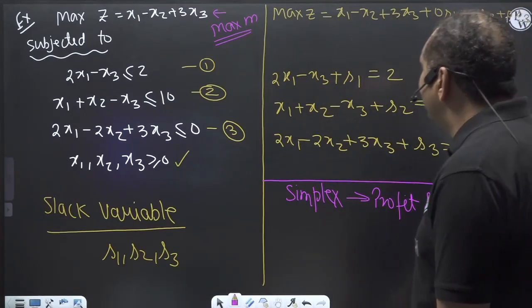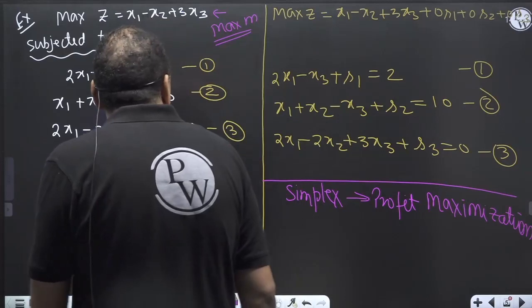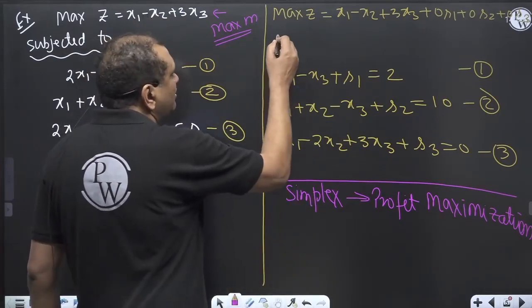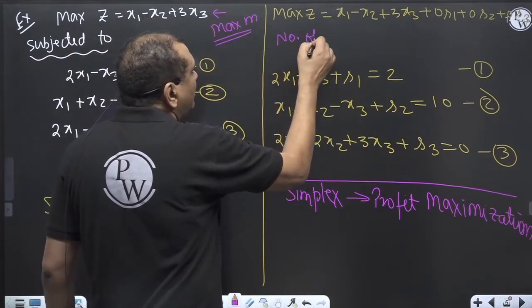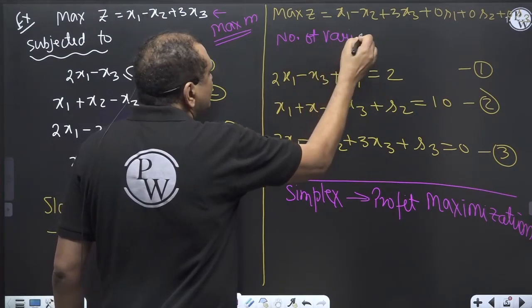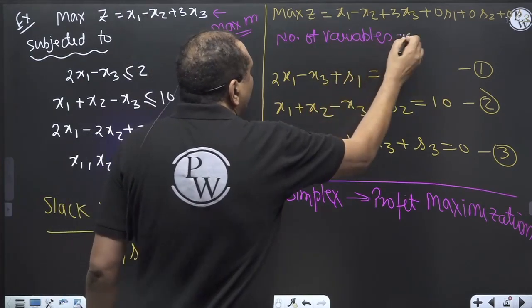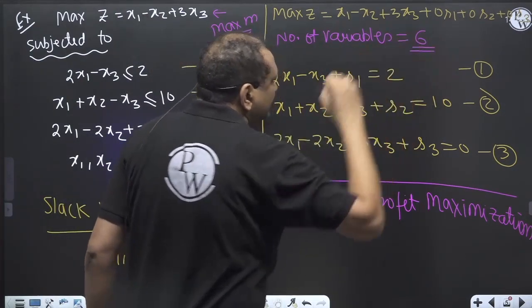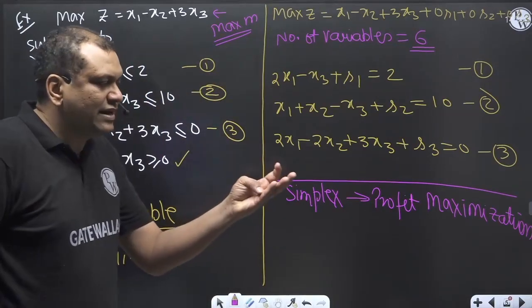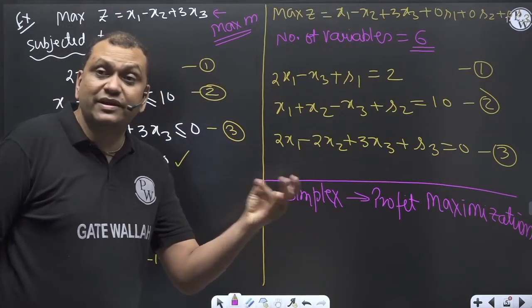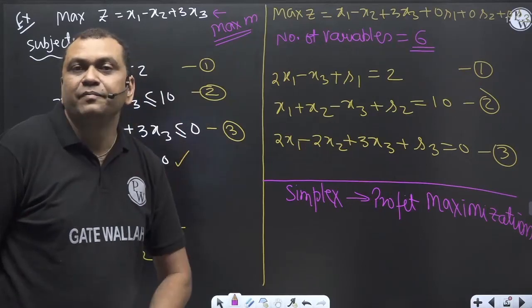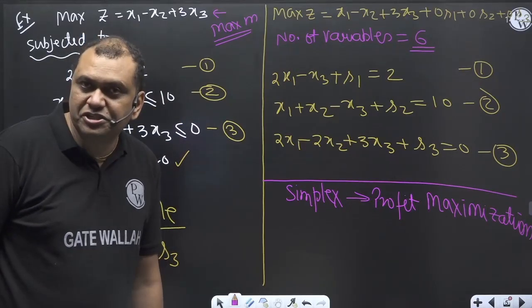So now, how many variables are there in the objective function? The number of variables in the objective function is 6: x1, x2, x3, s1, s2, s3. There are 6 variables in the objective function.